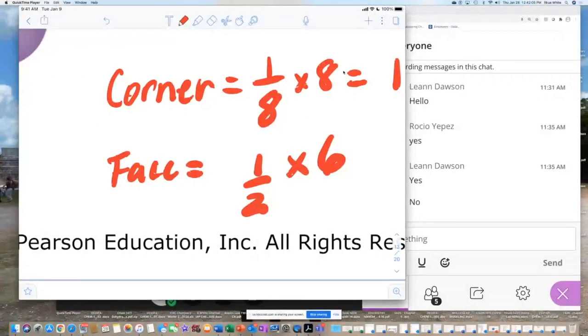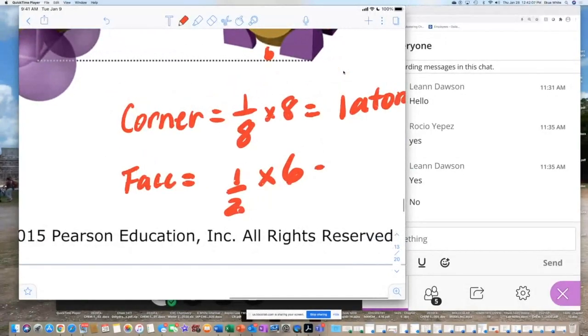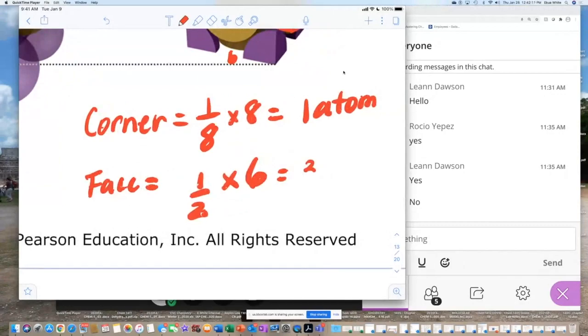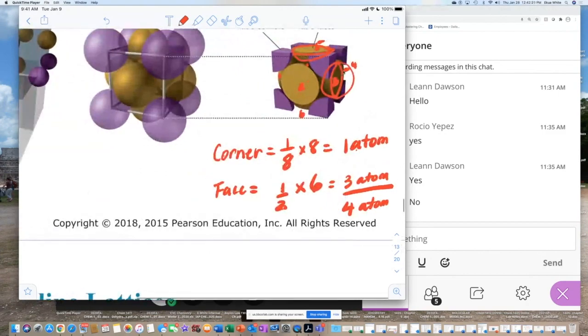Okay. And there's 6 halves. So when you multiply these two, what do you get? How many whole atoms? 3 whole atoms. So when you add these, you get a total of 4 whole atoms inside this unit cell, face-centered unit cell.